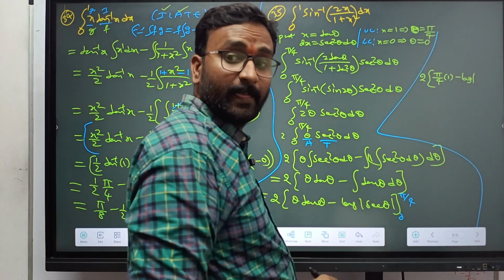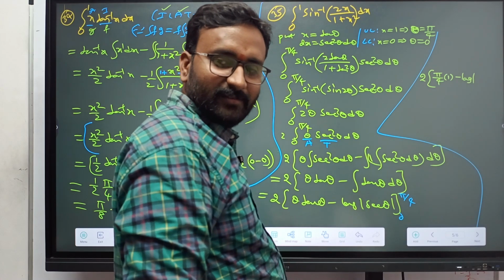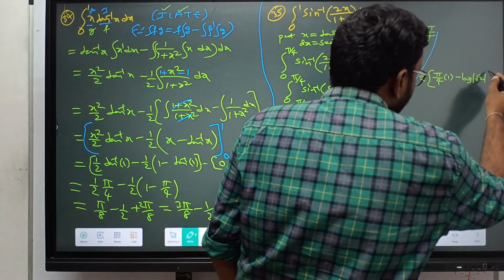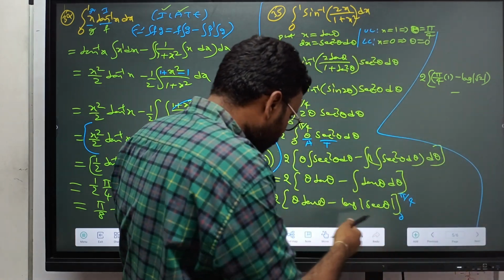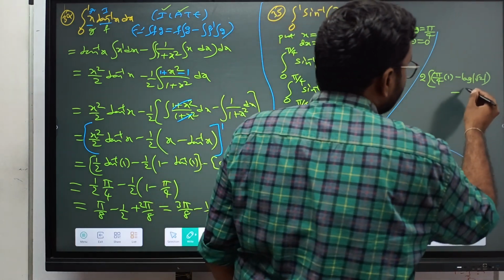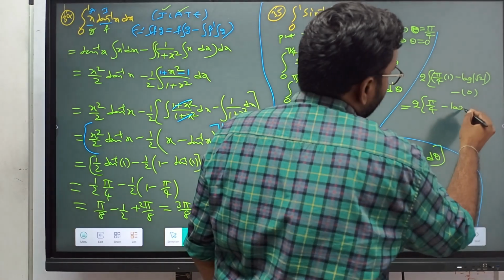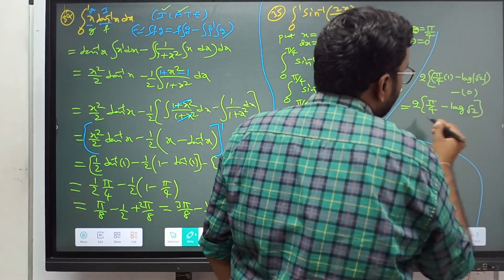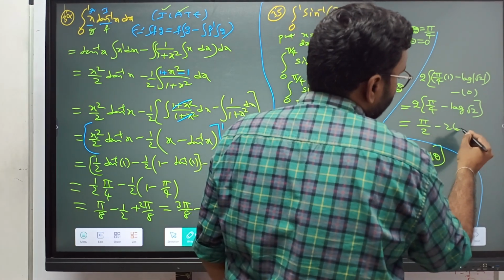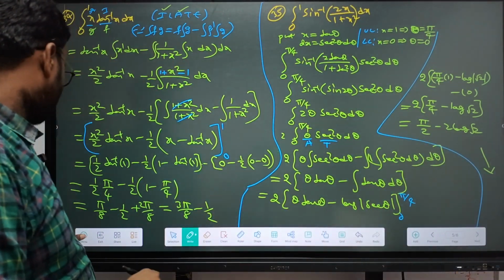What is secant 45? 1 by cos 45. Secant 45 will be root 2. Okay? And this is the upper limit. Minus lower limit 0: 0 times something is 0, secant 0 is 1, log 1 is 0. So this is completely 0, which is equal to 2 into (pi by 4 minus log root 2). Or you can multiply: 2 pi by 4 will be pi by 2 minus 2 log root 2. You can simplify further, it is your wish. Simplification is your wish.